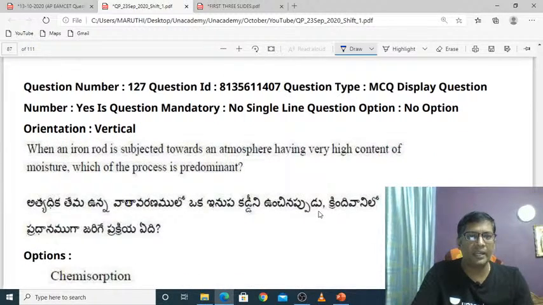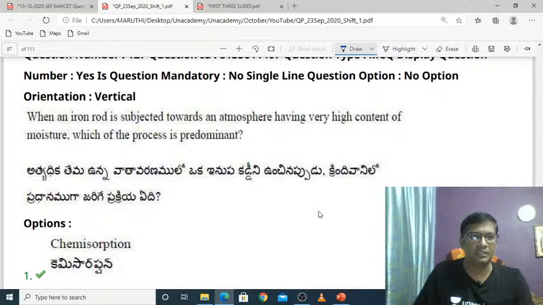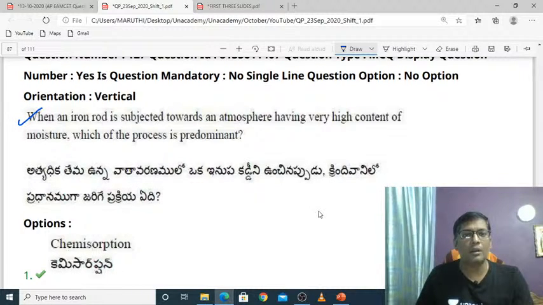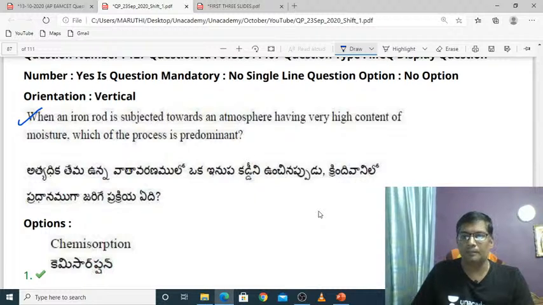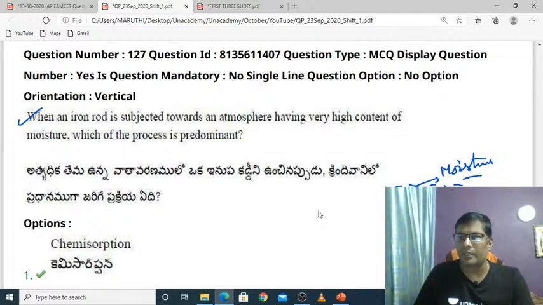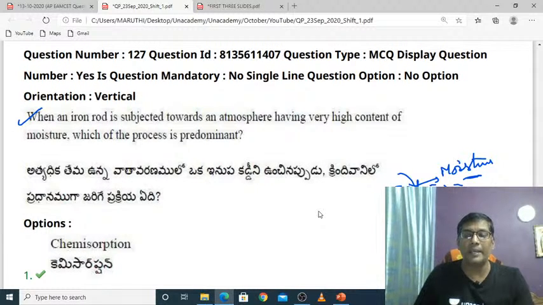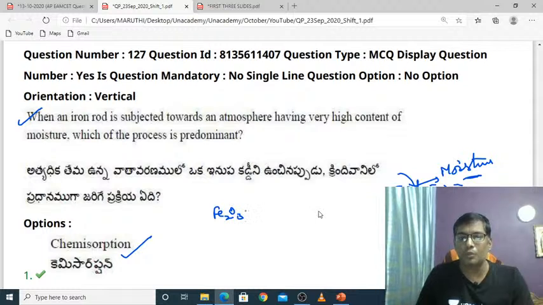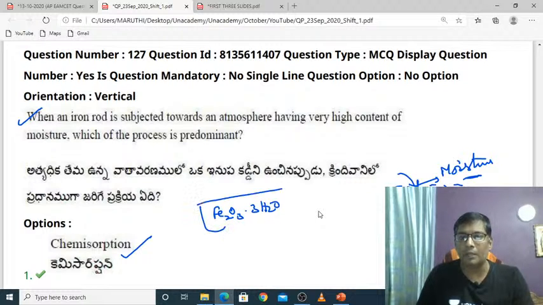How much is it? 127. Good. It is also a direct question. See here. When an iron rod is subjected to an atmosphere having a very high content of moisture. Consider that it is moisture and you are placing an iron rod in it. If you are placing an iron rod in it, automatically the molecules will be absorbed. That absorption is called chemisorption. Why? Because Fe2O3.3H2O will be formed.